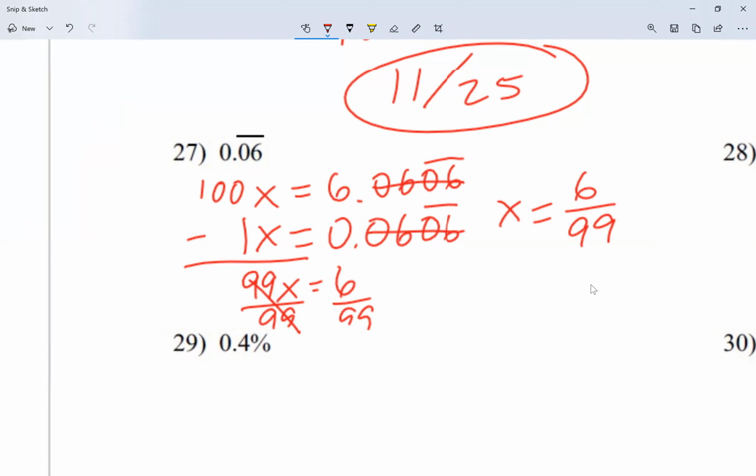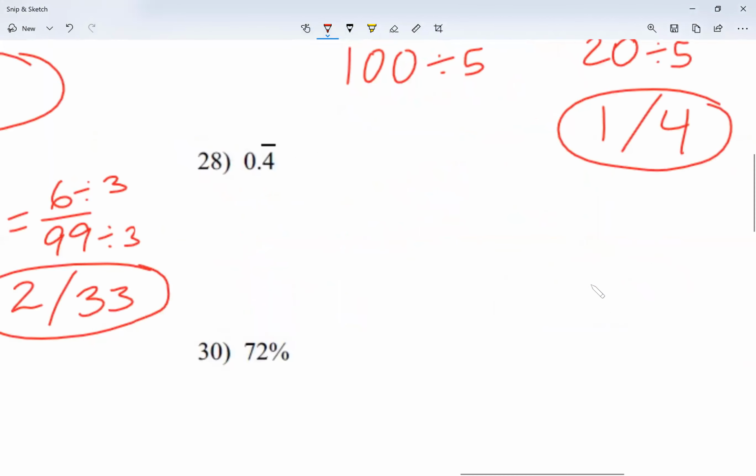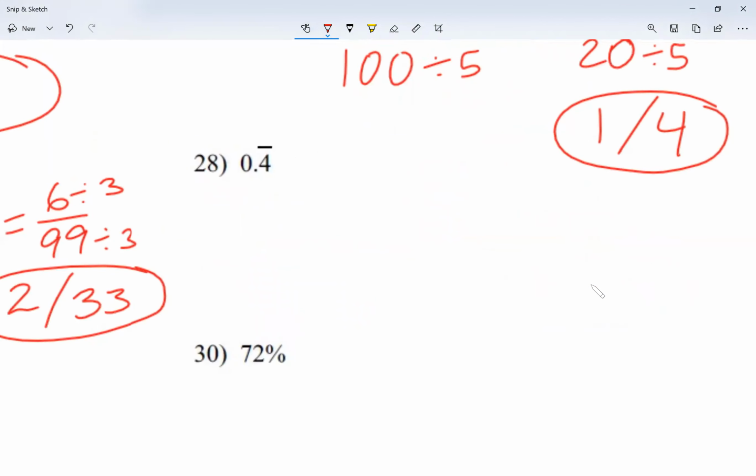Now, make sure you simplify as much as you can. 6 and 99, I can divide each by 3. So that's going to give me 2 over 33. Nice. These infinitely many repeating decimals, right? When it keeps on repeating over and over and over, this is how we're going to do this. Very interesting. Now, let's take a look at number 28.